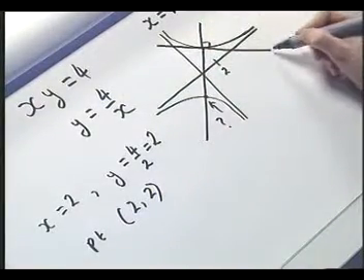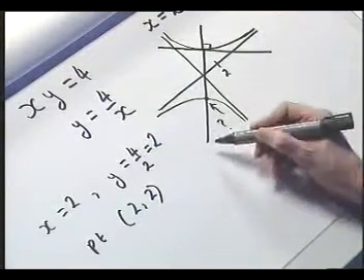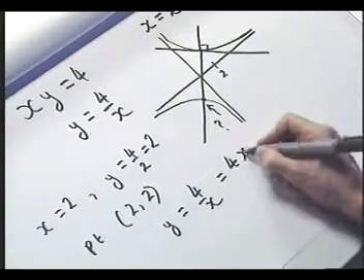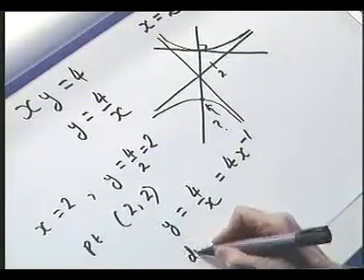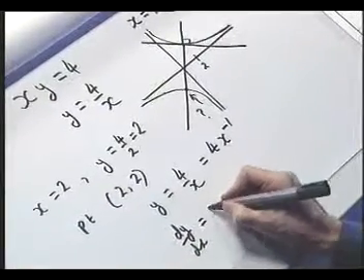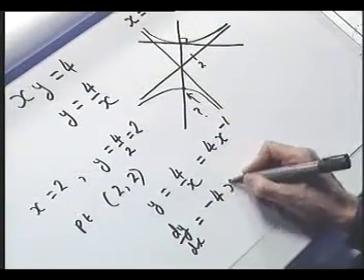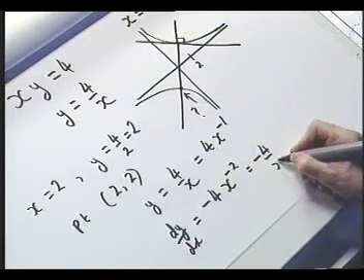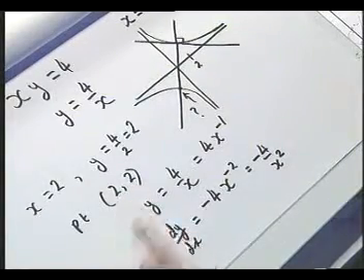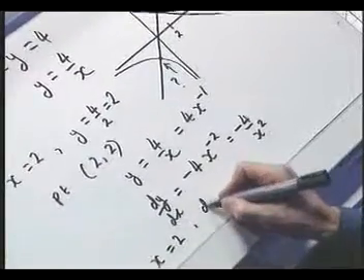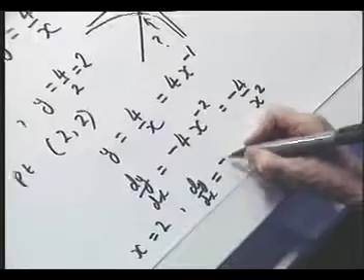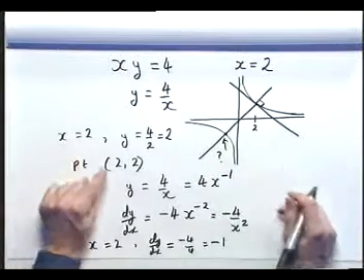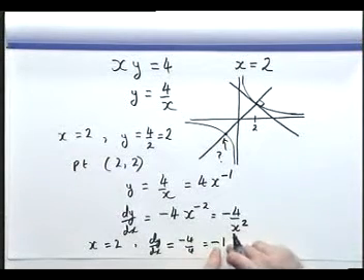Next, we want the gradient of the tangent in order that we can find the gradient of the normal. So here we have y equals 4 over x, which is 4 times x to the minus 1. So I'll differentiate that. dy by dx equals minus 4 multiplying by the minus 1, and then taking 1 off the index, that gets it to be minus 2. So we have minus 4 over x squared. x is equal to 2, and so dy by dx is minus 4 over 4, which is minus 1. So, what have I got? I've got the point (2, 2), and I've got the gradient of the tangent.